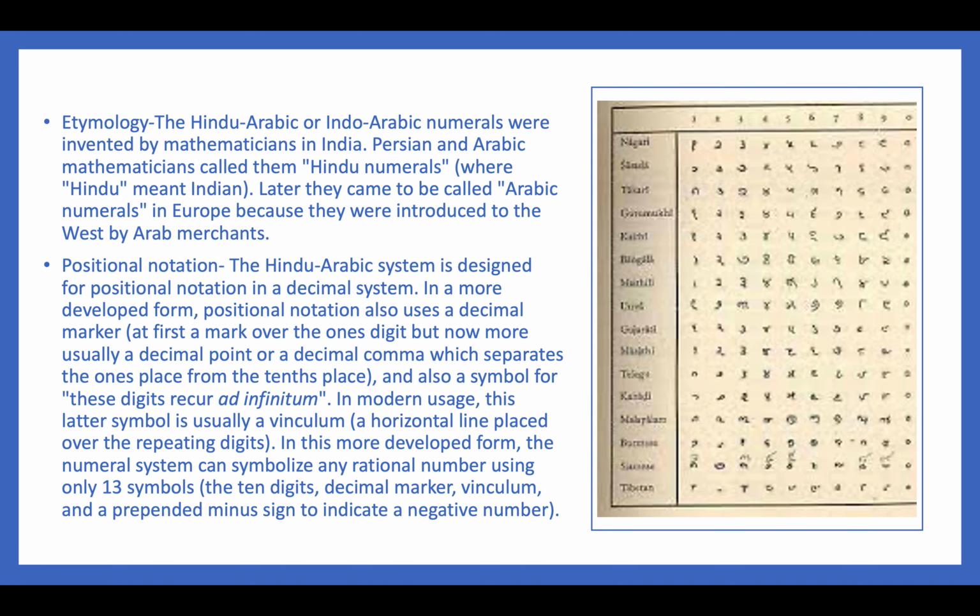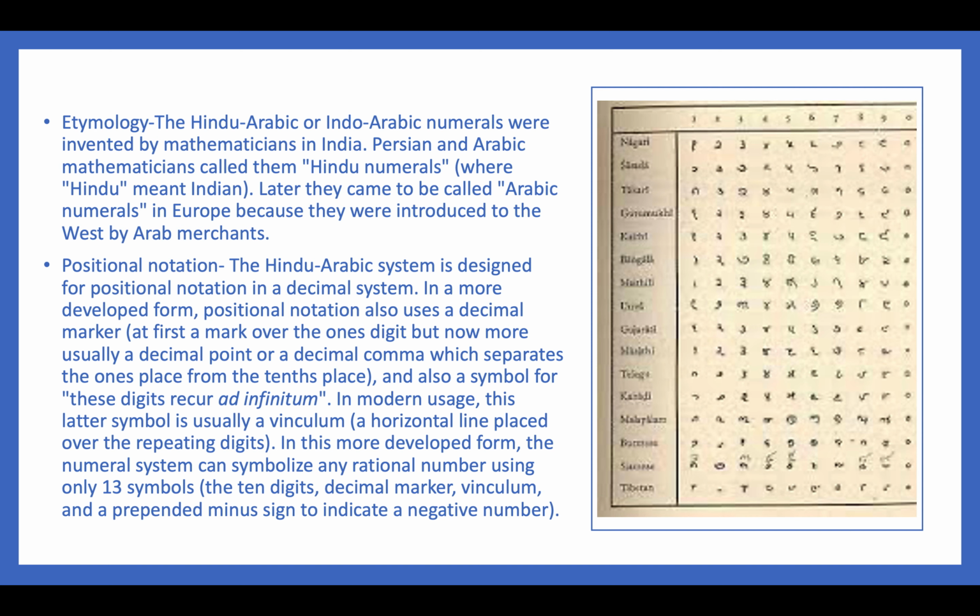Etymology. The Hindu Arabic or Indo Arabic numerals were invented by mathematicians in India. Persian and Arabic mathematicians called them Hindu numerals, where Hindu meant Indian. Later, they came to be called Arabic numerals in Europe because they were introduced to the West by Arab merchants.